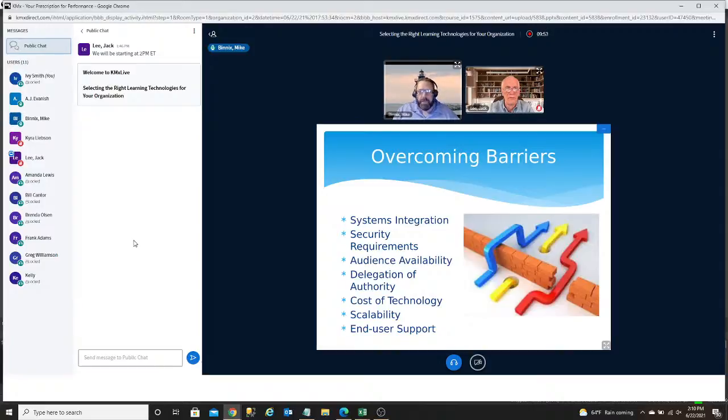Delegation of authority can be another big friction point. Can you delegate the task that you need to the right folks so that you don't overburden or create a need to staff a large central training administration function?